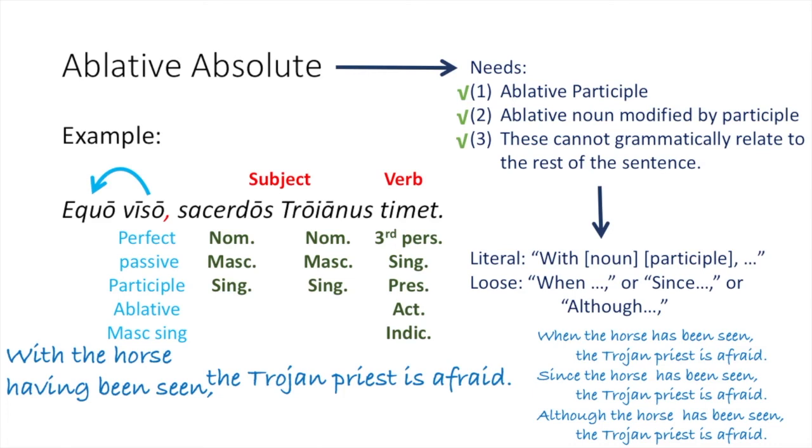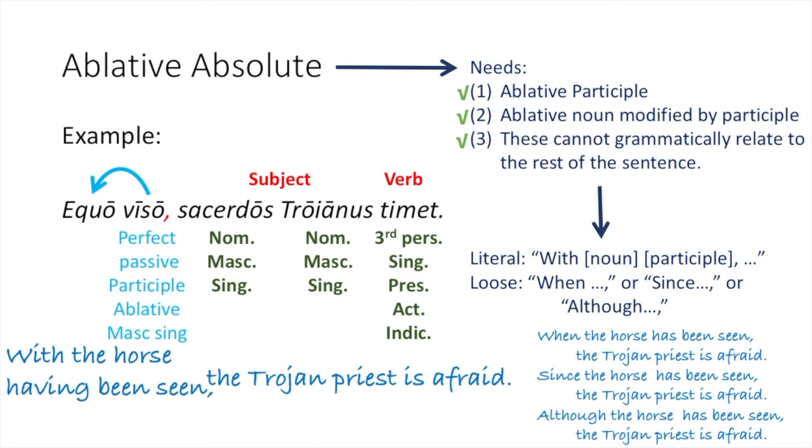Ultimately, the rest of Troy doesn't believe him, unfortunately, but for our sentence here, equo wiso Sacerdos Trianos Timet, it doesn't really make sense to say, although the horse has been seen. So with the horse having been seen, the Trojan priest is afraid. That translation works. Or when the horse has been seen, the Trojan priest is afraid. Or since the horse has been seen, the Trojan priest is afraid. Any of those three translations would make sense of all of our context and would work.